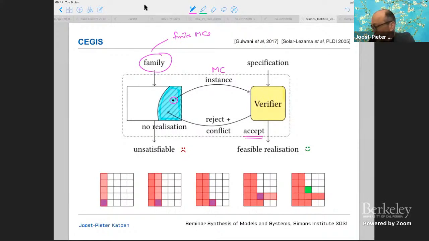If the verifier says accept, then we have found a realization satisfying the specification. If the verifier rejects the specification, it also will give you a conflict, a kind of counterexample. And we are going to use that counterexample to not only rule out the candidate that we just have checked, but actually we want to rule out the sub-candidates or many of the candidates, and that's this blue area over here. Of course, if in the end no realization is left, it means again that my problem is not satisfiable. And that means that we did not find any family members satisfying this specification.